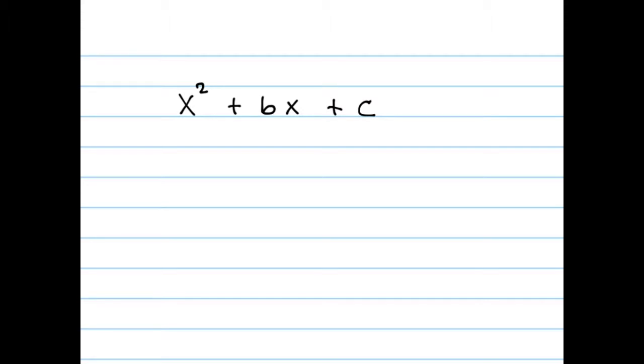Now, this factors into two binomials that look like this. It's going to sound complicated at first, but once we start doing some examples, it'll be pretty easy. Now, it factors into x plus some number and x plus another number, or it could be minus, depending on our signs. But we find those numbers with a very simple pattern. Those two numbers have to multiply together to be c, and they have to add up to be b.